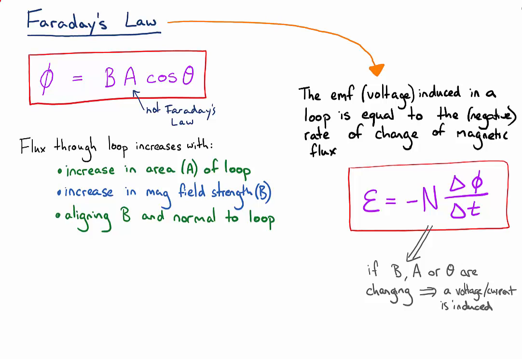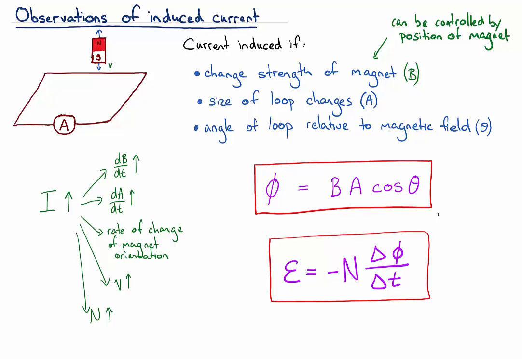Let's get back really quickly to those observations of induced current that we saw a couple of videos ago. Okay, here we are back at observations of what induces a current in a loop of wire. And we've got Faraday's law here, and of course the definition of flux. So if we look at this summary of observations, what makes the current go up? Well, they observed that if you quickly changed the magnetic field, so if the rate of change of magnetic field was large, then the current would go up.